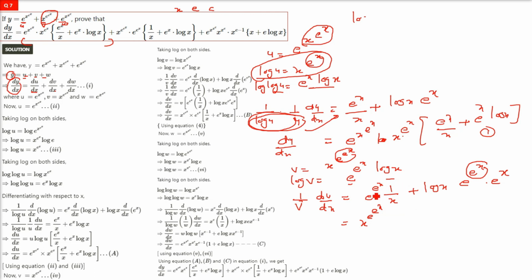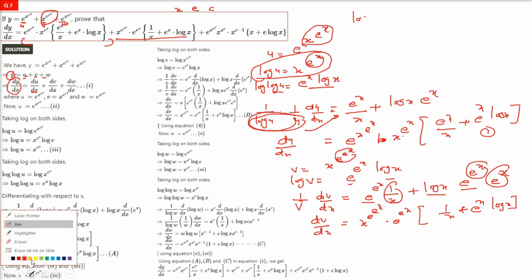And v is what? x to the power e to the power x. Okay, we can take e to the power x common from these two terms. So I am taking e to the power x common. 1 by x will be there. This is going to be e to the power x log x inside. This is your dv by dx. This is your second term. And now you see, second term has already come. We have got this.